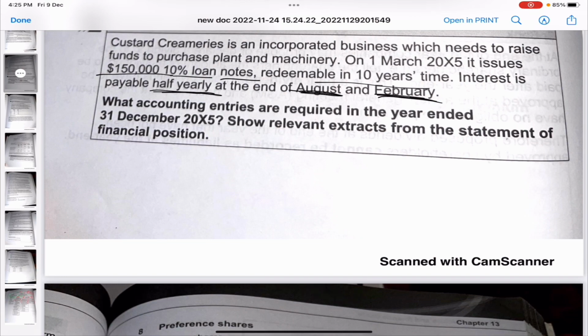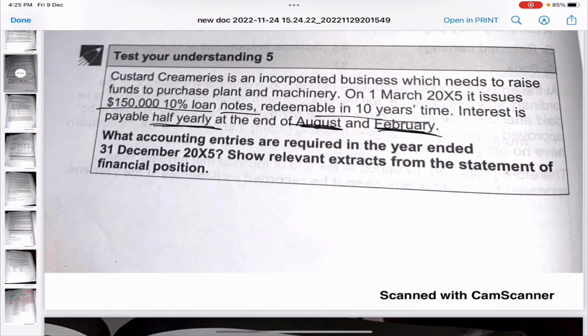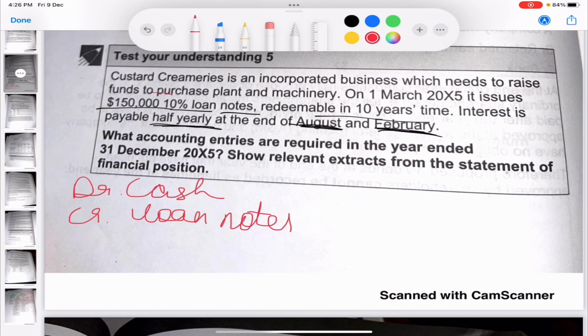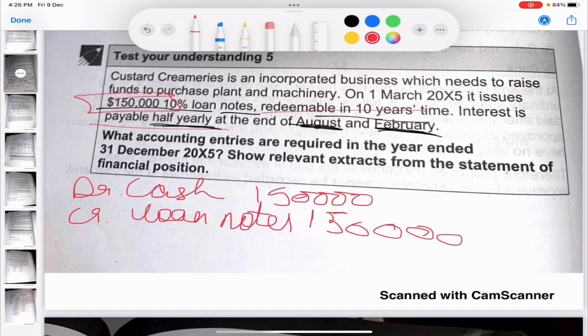Now, let's try to solve this Custard Creameries question. Try to solve it by yourself and discuss it with me, and you can check it from me. Read the question carefully. Okay, so the first journal entry is going to be debit cash and credit loan notes. By how much? How much loan have you taken? 150,000. This is a simple journal entry of taking a loan. Redeemable in 10 years' time. Interest is payable half yearly, at the end of August and the end of February.